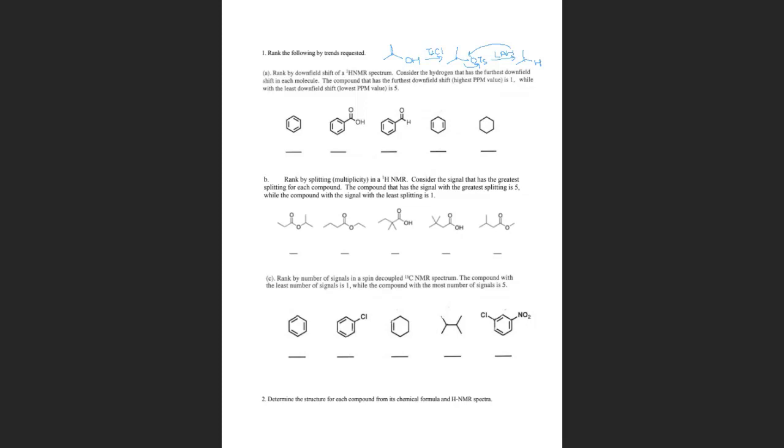Yeah, no problem. Okay, so the first question asks us to rank these molecules by their downfield shift. So whatever hydrogen in here will have the furthest downfield shift in a molecule. And downfield shift is based on electronegativity and orbitals. So if you have nitrogens, if you have oxygens, that tends to shift molecules downfield. If you have double bonds, that does too. Based on that knowledge, what do you feel might be the most deshielded molecule?